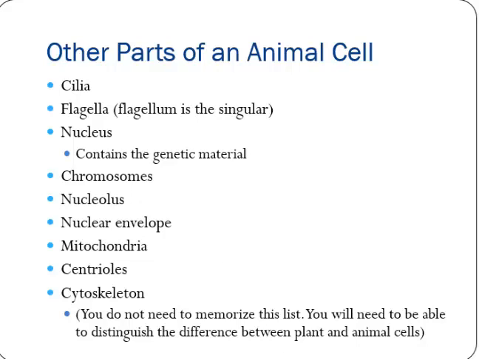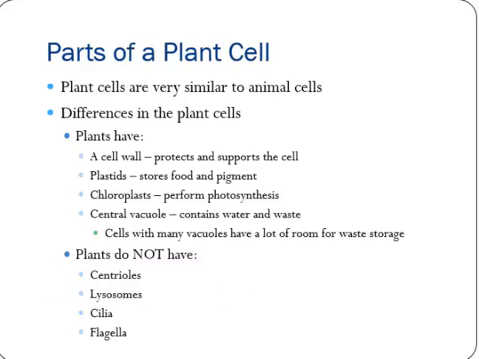These are all different, and this is not even an exhaustive list. There are plenty of other things that may appear in an individual cell. And like it says over here, don't necessarily memorize the list, but you should be able to distinguish between different types of cells and the functions of what some of these things do.